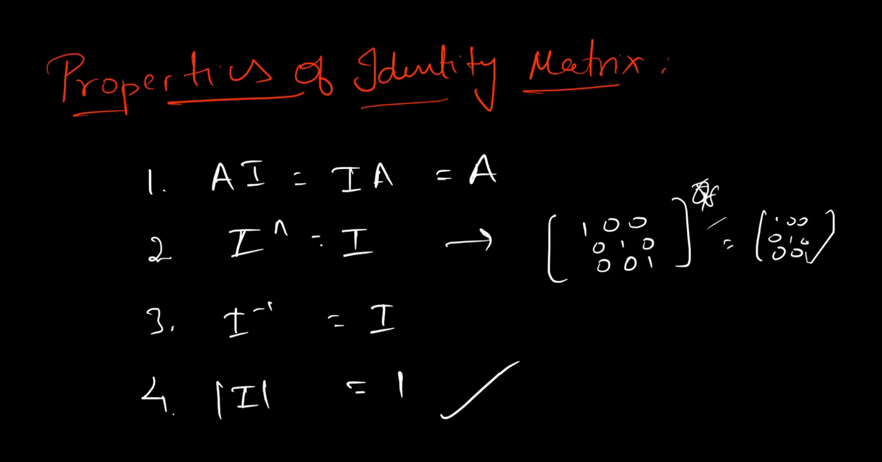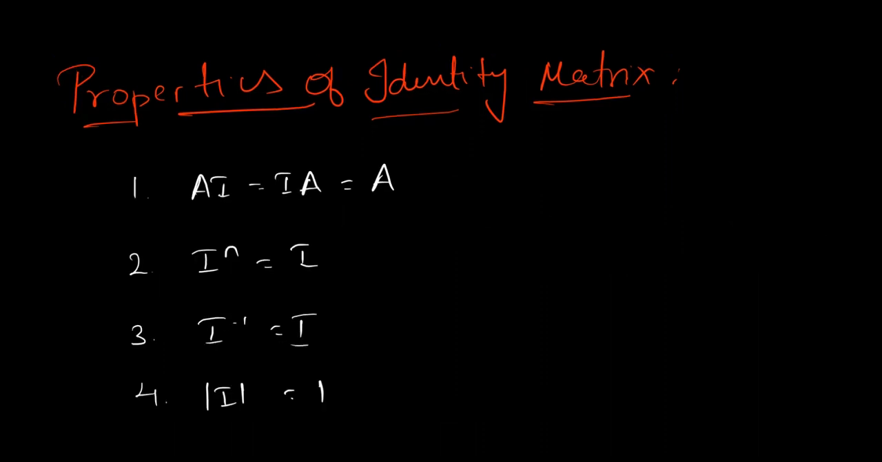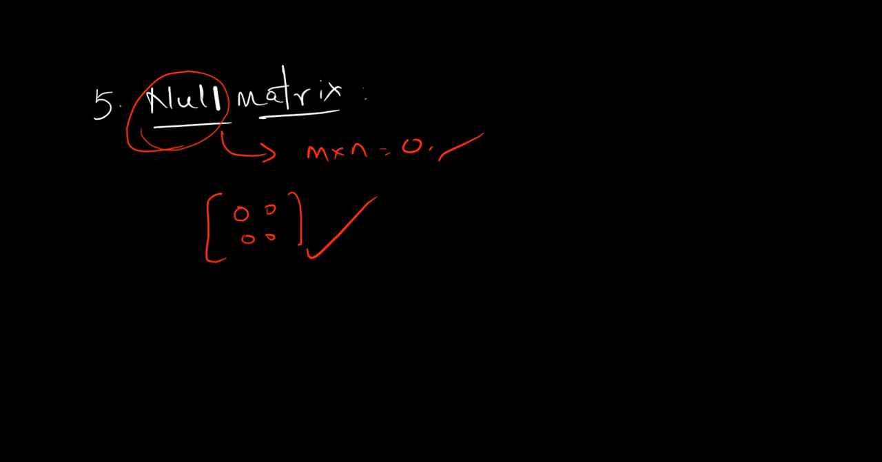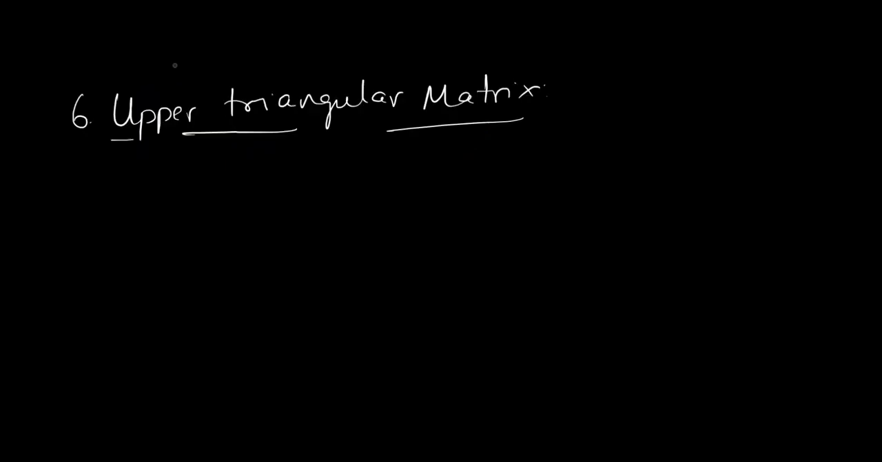So let us see about the triangular matrix. About the null matrix, it's a basic thing. Null implies 0, right? So m by n is going to be 0. The whole matrix is going to be 0 0 0. It's called null matrix. And going ahead, upper triangle matrix.